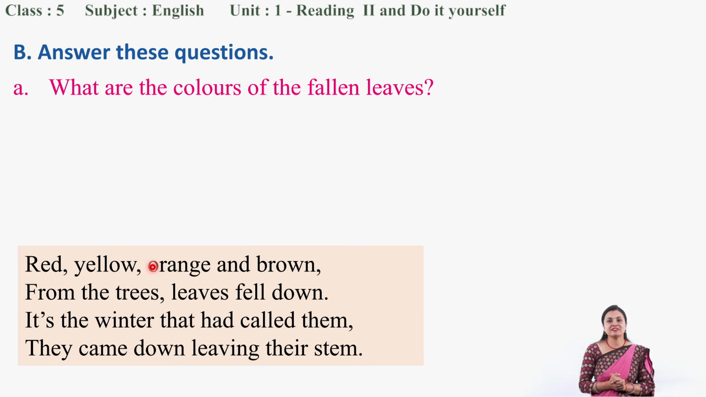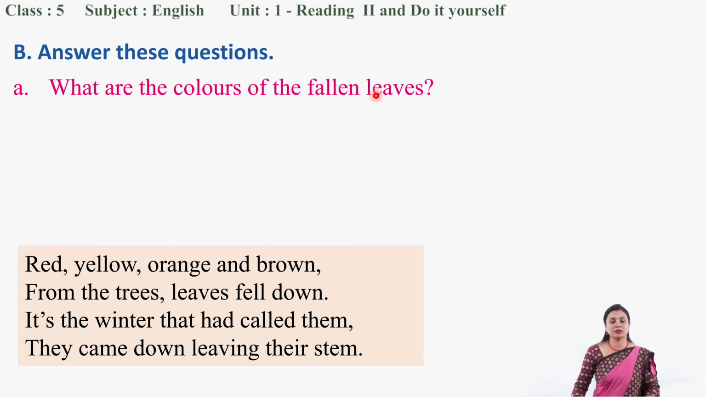Okay, so here is the first stanza of the poem for you. So let's find out where the answer is. So are you ready to find out? Okay, then let's start. So here it is: red, yellow, orange and brown. From the trees, leaves fell down. It's the winter that had called them. They came down, leaving their stem. So where do you think the answer is?